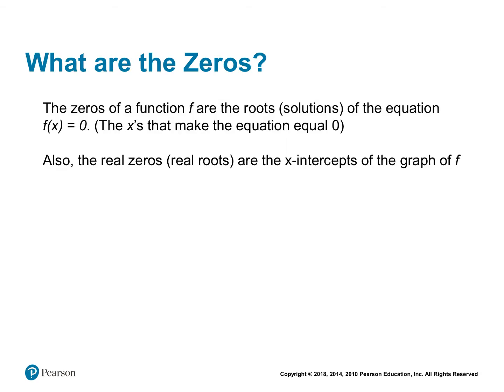So what are the zeros? The zeros of a function f are the roots or the solutions of the equation f of x equals 0. So when you set it equal to 0, then you're finding the x's that make that equation equal to 0, which we've done a lot before. Also, the real zeros are called the real roots, and those are the x-intercepts of the graph.